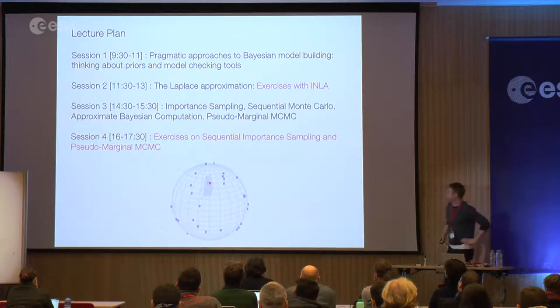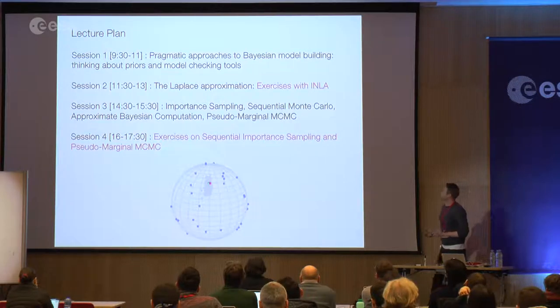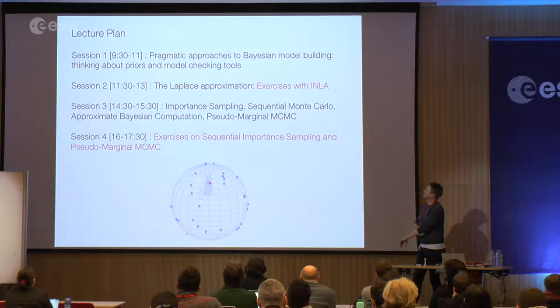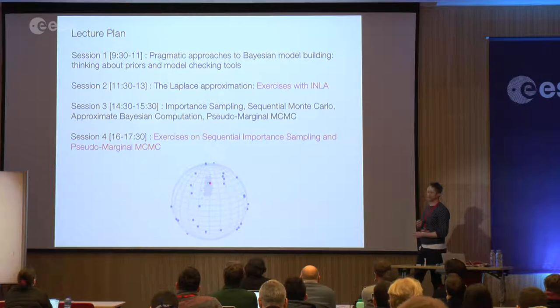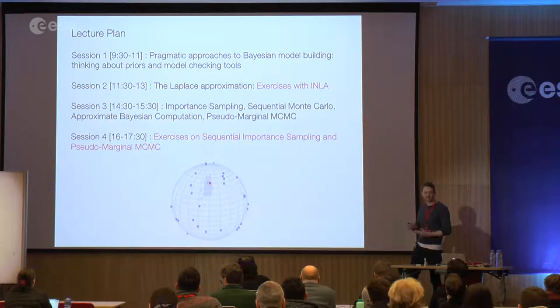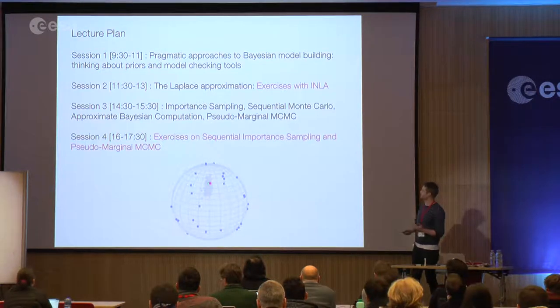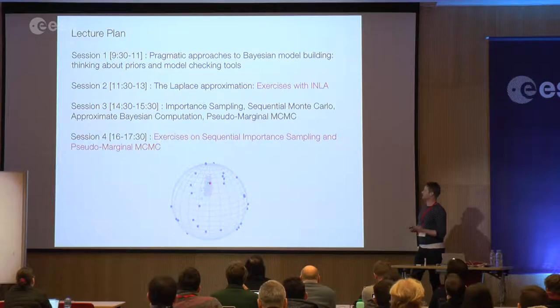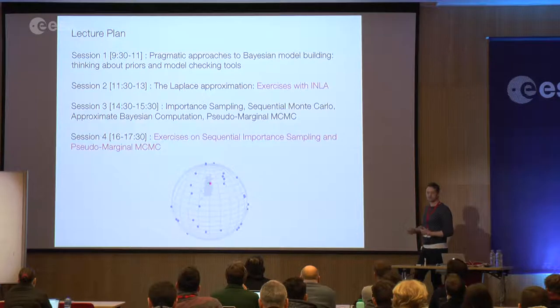So the lecture plan looks like this. This first section, I'll talk about pragmatic approaches to Bayesian model building. The second session, I will introduce the Laplace approximation, which at face value is the simplest pre-computational way of evaluating posteriors, but which has actually come back into fashion for certain purposes. And we'll see in what way it's come back into fashion with respect to some Gaussian process models.